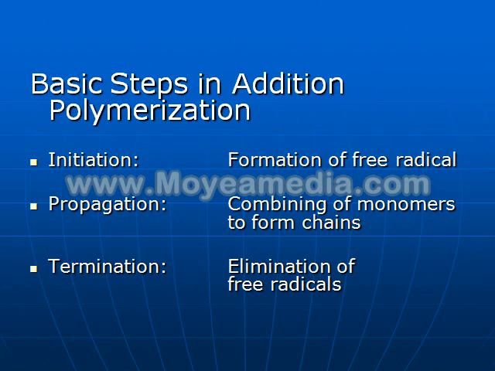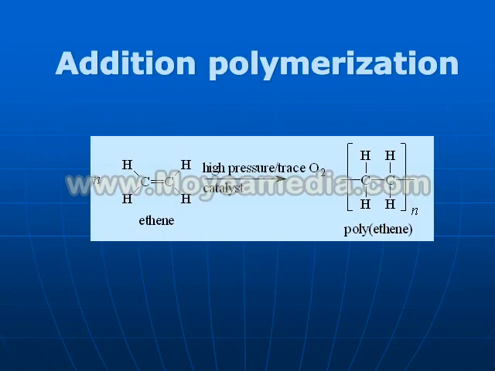Basic steps in addition polymerization. There are three steps: initiation, in which free radicals are formed; propagation, in which monomers combine to form a chain; and termination, which is the elimination of free radicals. In addition polymerization, here is a reaction in which ethene is converted into polyethene under high pressure, with traces of CO2 and with a catalyst.